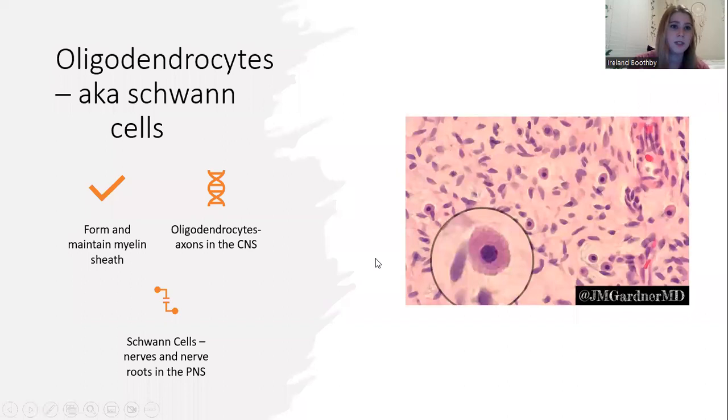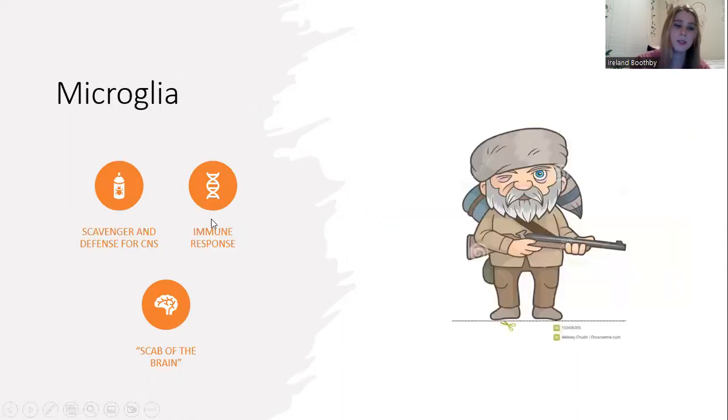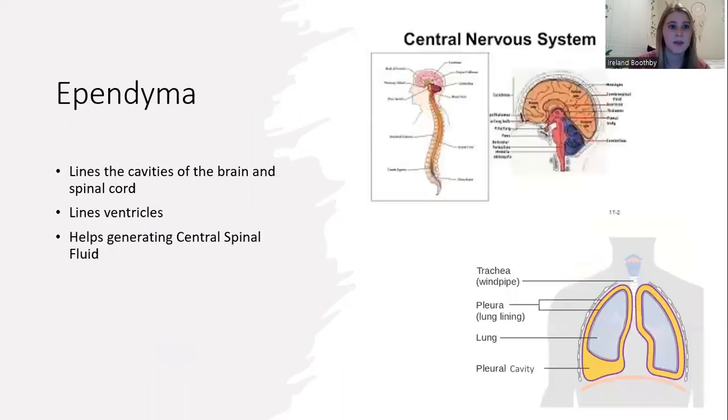The next one is oligodendrocytes, or the Schwann cells, and they form and maintain myelin sheaths. Oligodendrocytes and axons are in the central nervous system, which is your brain and spinal cord. You have your Schwann cells, which are on your nerves and nerve roots of the peripheral nervous system, and there's a little picture of them. Microglia are your scavengers and defense for the central nervous system, your immune response, like the scab of the brain. I kind of think of it like a pioneer that's going to defend their property and protect.